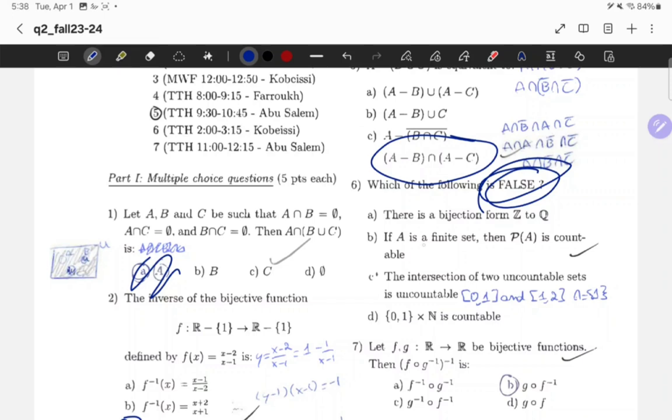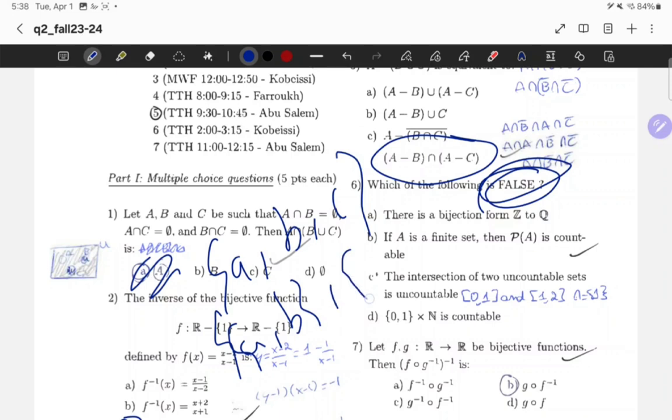Okay, so if A is a finite set, then the power set of A is countable. Yes, of course, because if A is finite, then its power set is also finite, because the power set is the set of all subsets of A that I could take. If I had A, B, C, the power set of this would be A, B, B, C, A, B, C, A. So any subset that I could take.